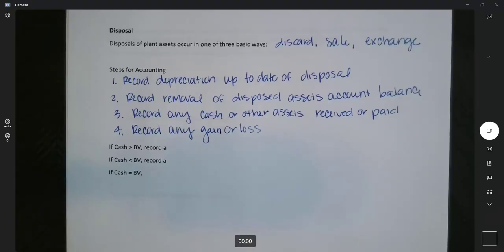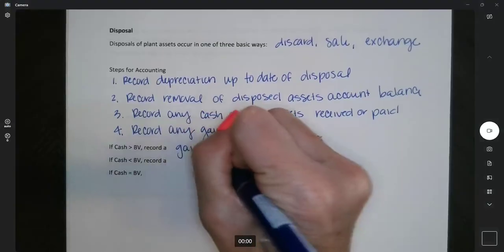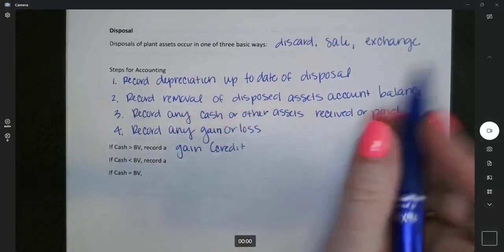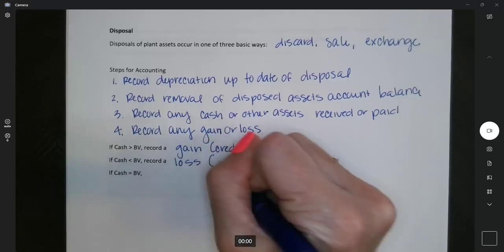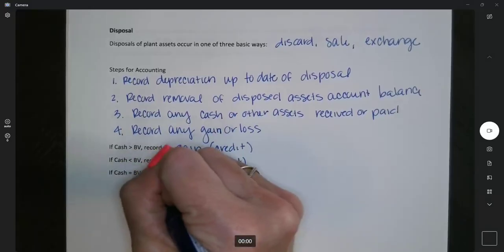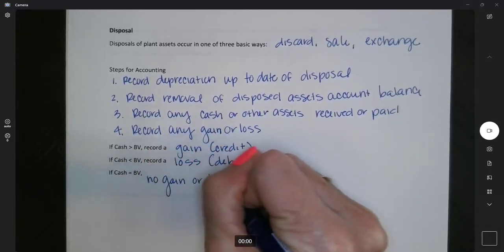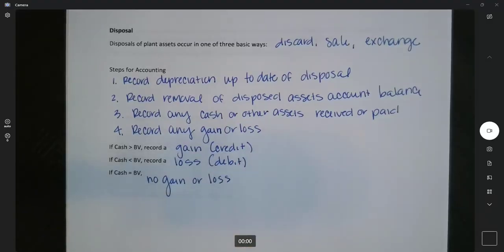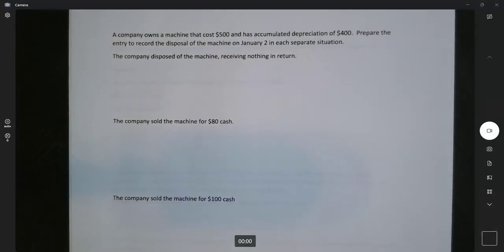Overall, if cash is greater than the book value, you're going to record a gain, which is a credit. If cash is less than book value, you're going to record a loss, which is a debit. If cash equals the book value, there's no gain or loss. We're going to look at some examples. A company owns a machine that costs $500 and has accumulated depreciation of $400. Prepare the entry to record the disposal of the machine on January 2nd in each separate situation.